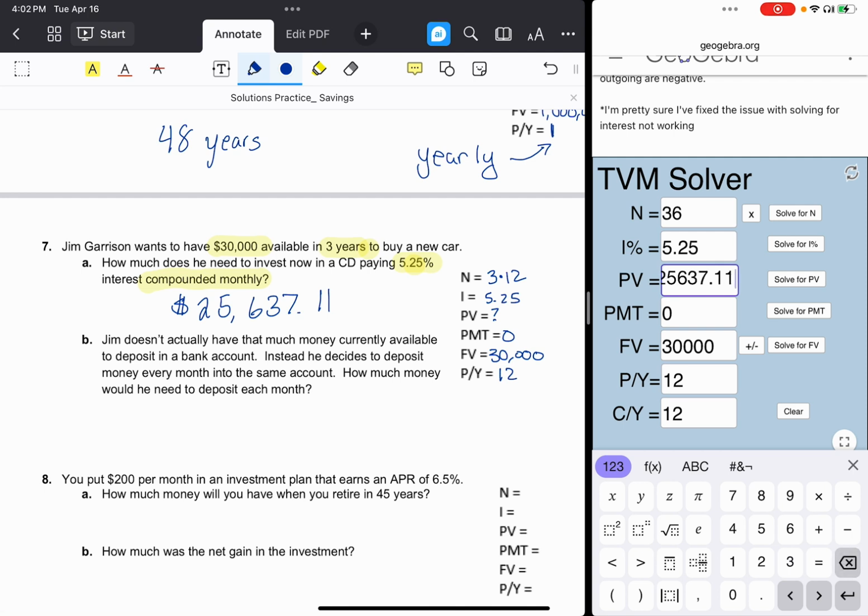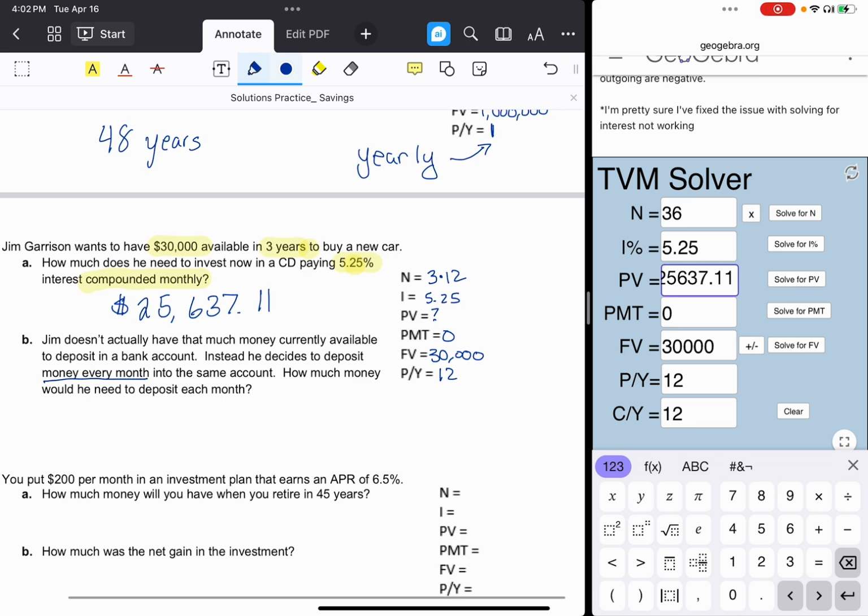Well, most of us don't have that kind of money lying around. Might as well just buy the car. So Jim also doesn't have that much money lying around. Instead, he decides to deposit money every month, hoping it's a little easier. So how much money would he have to deposit each month in order to end up with the same amount?